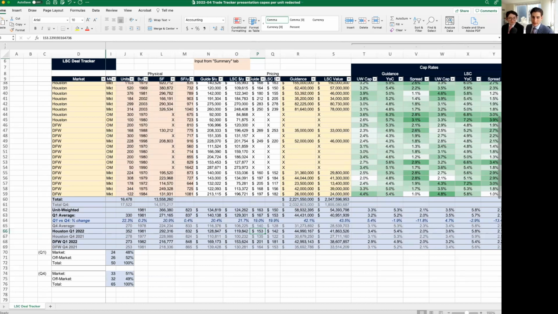Bo's asking about Houston and DFW and then other markets. So no, we're only interested in these 2 markets at the moment. That's all we're looking at.